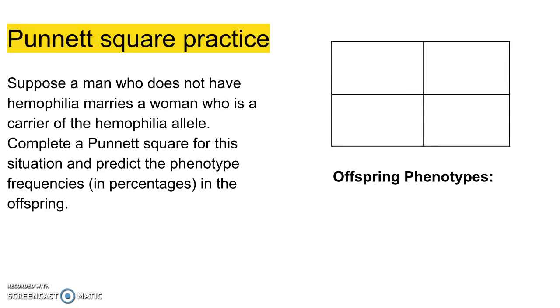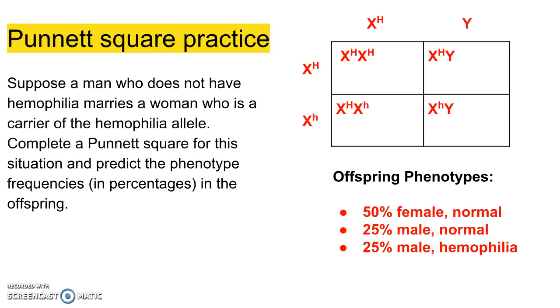Let's say we have a man who does not have hemophilia and he marries a woman who's a carrier of the hemophilia allele. So we're going to do a Punnett square and figure out the phenotype frequencies in the offspring. Okay, so here we put the man who does not have hemophilia on the top of the Punnett square. We know he has to have a big H on his X chromosome because he does not show hemophilia. He's normal. And then this is the genotype for the mother. She's got a big H and a little h because she's a carrier.